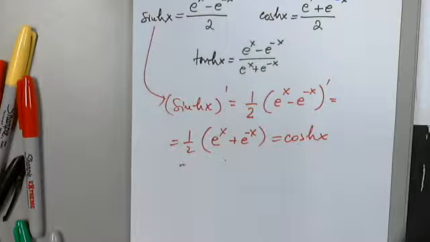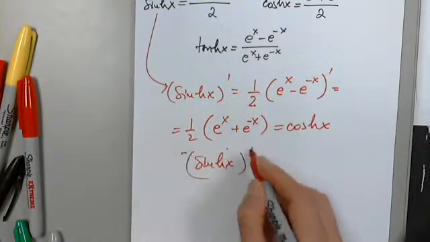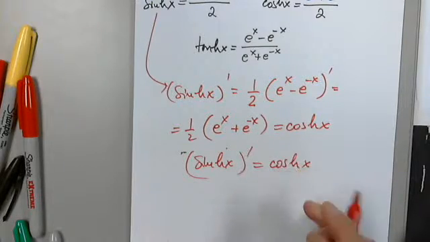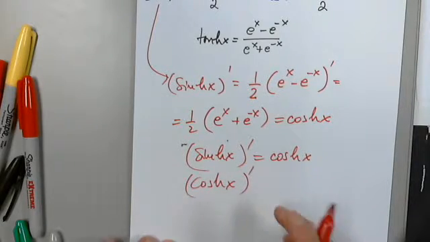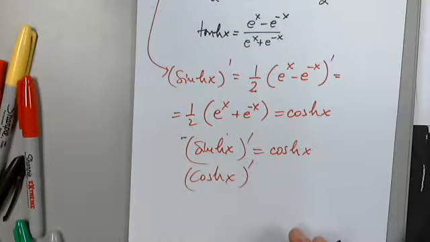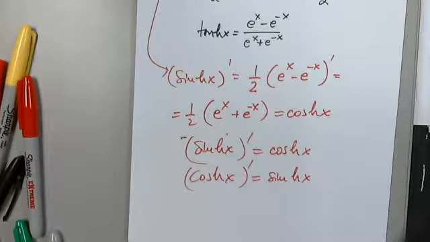So everything is really the same. Hyperbolic sine prime is hyperbolic cosine. There is one change here. Hyperbolic cosine prime will not be like cosine prime with a negative sign, but also positive. The same. So that's the only difference.